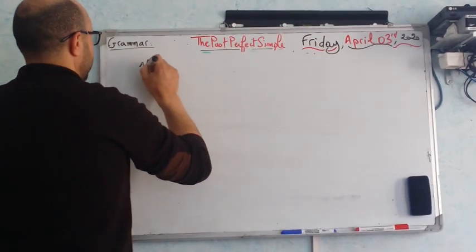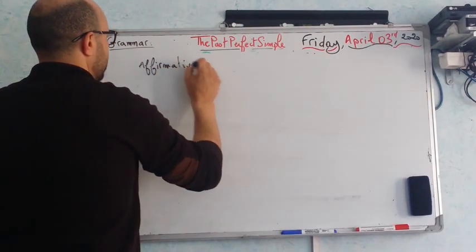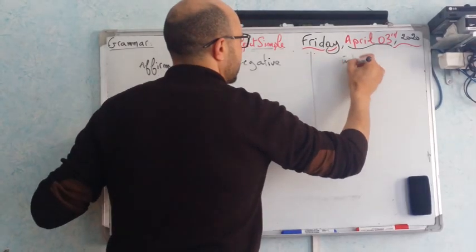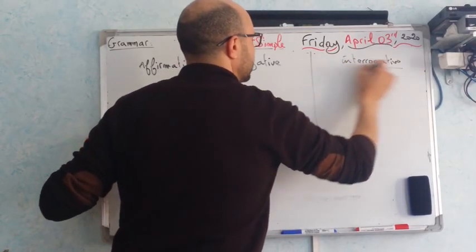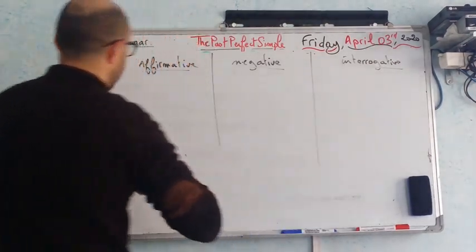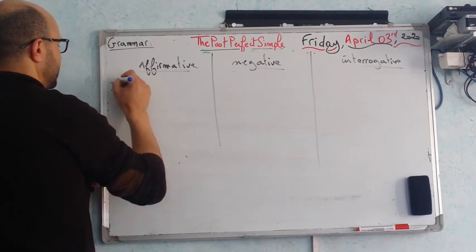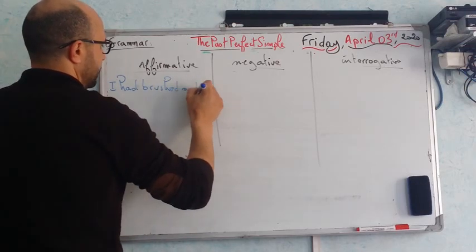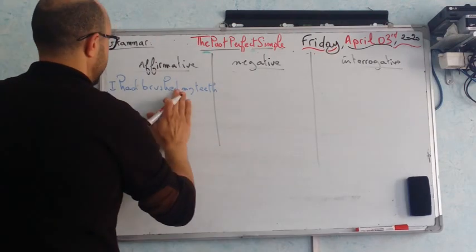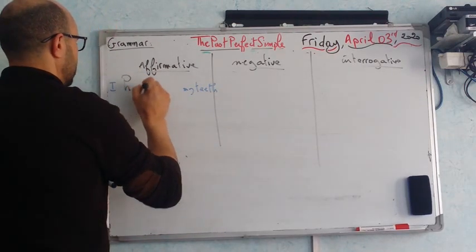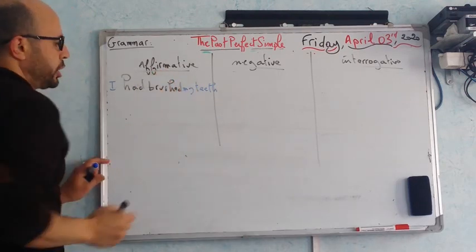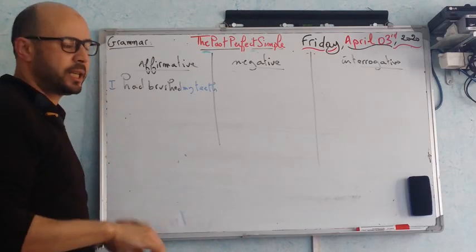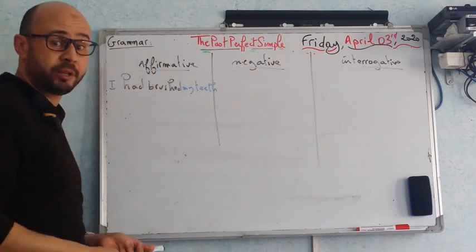Let's say affirmative, negative, and interrogative. Let's take the first example. I had brushed my teeth. Let's take this example. Good. I had brushed my teeth. You had brushed your teeth. He, she, it, all the pronouns. So the same form with all the pronouns.